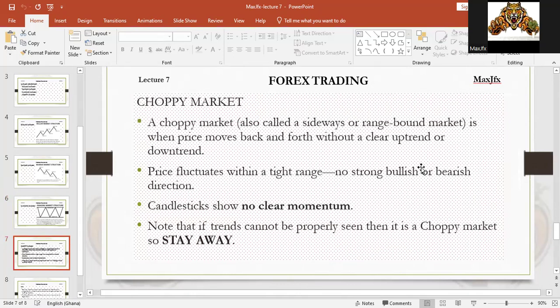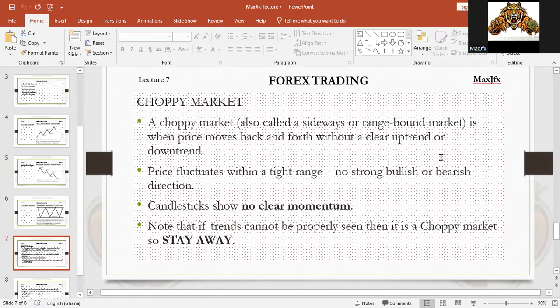Okay. So choppy market, as I said, we don't trade it. A choppy market, also called a sideways or range bound market, is when price moves back and forth without a clear uptrend or downtrend. Price fluctuates within a tight range, with no strong bullish or bearish direction. Candlesticks show no clear momentum, so you have to note that if trends cannot be properly seen, then it is a choppy market. Please stay away from such a market.